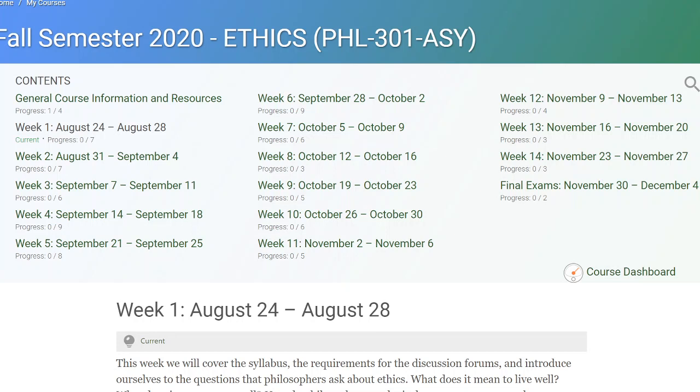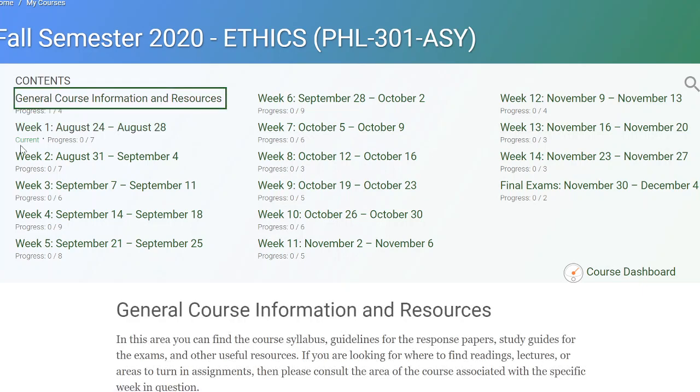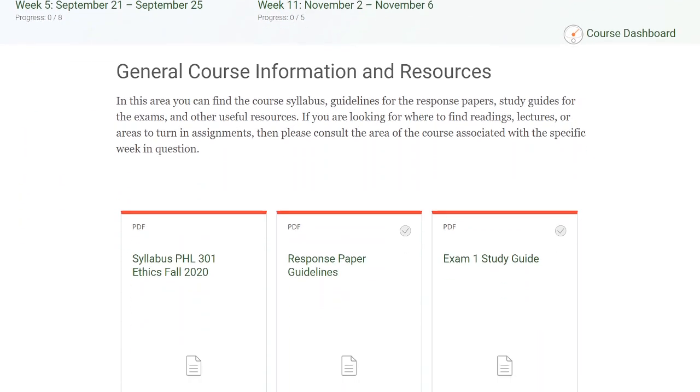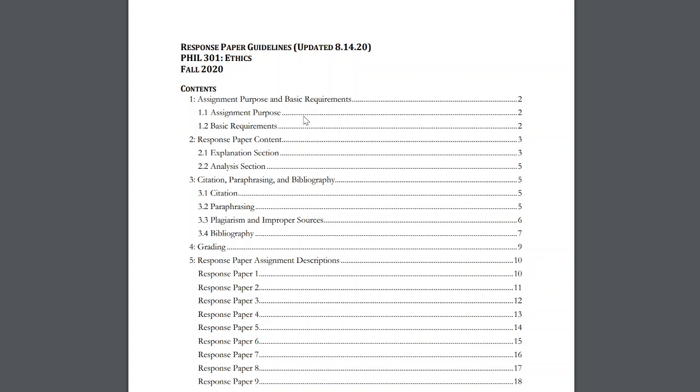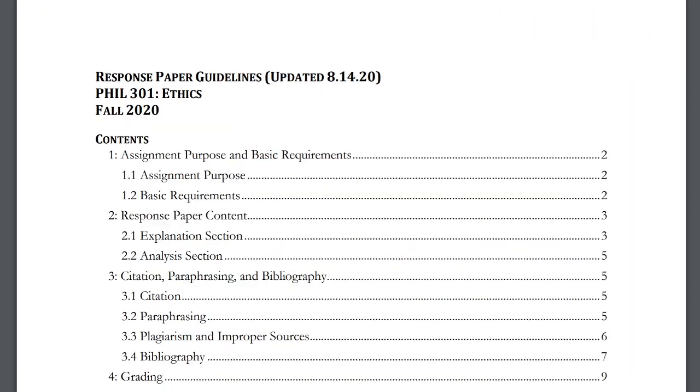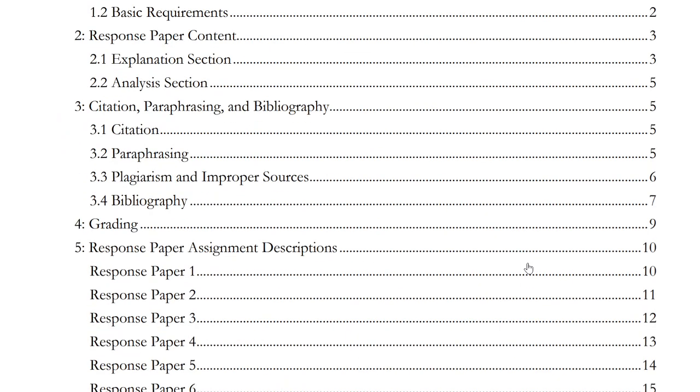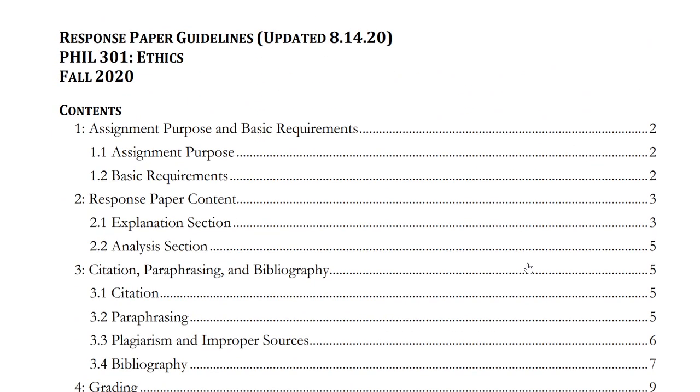So first, I'm here on the Moodle page for our course, and I'm in the general course information and resources area. You'll find a number of important documents here, but the important document for us is the response paper guidelines. So open this up, and I'm going to use this document to take you through all the major components of the assignment. And also, just for your reference, if you want to go back up and look up anything I'm talking about, this table of contents here is linked, so you can simply click on the section that you're interested in and read over that specific part.